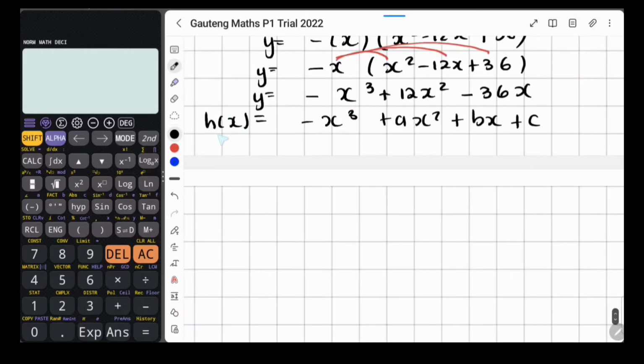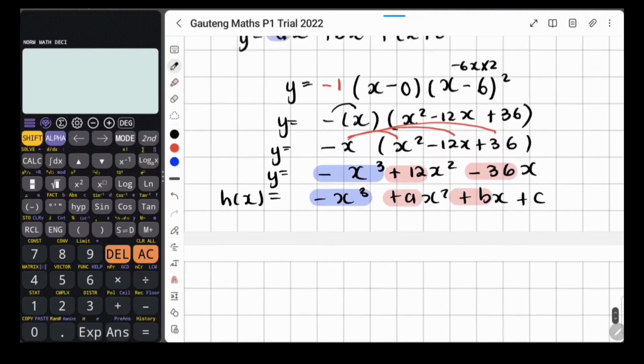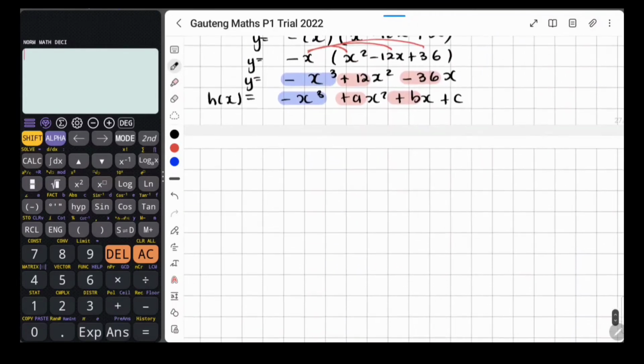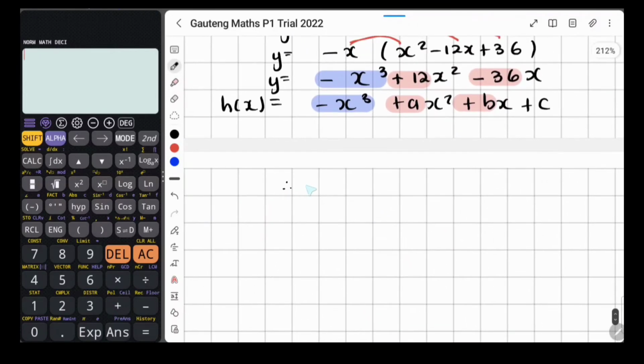This was what h of x was. So as you can see now, look at the order it's in. We have our negative x cubed. Then you can see now that positive 12, that is your a value. And negative 36, that is your b value. And c really is equal to 0. Remember, they only asked you to find a and b, but we do know c is equal to 0 because that was a y-intercept as well as an x-intercept. So therefore, a is equal to 12 and b is equal to negative 36.